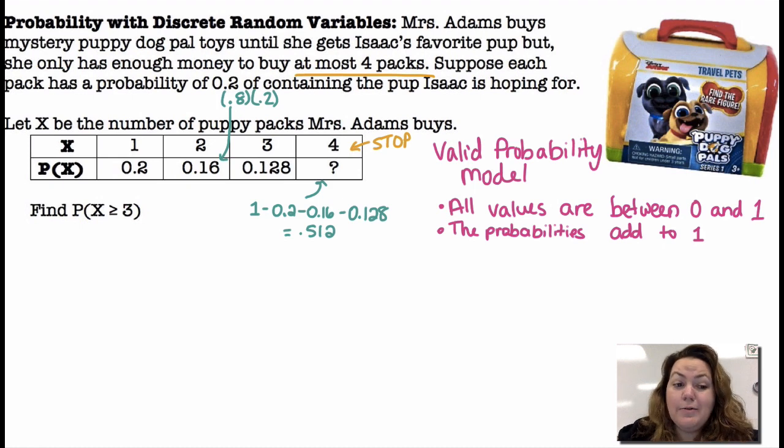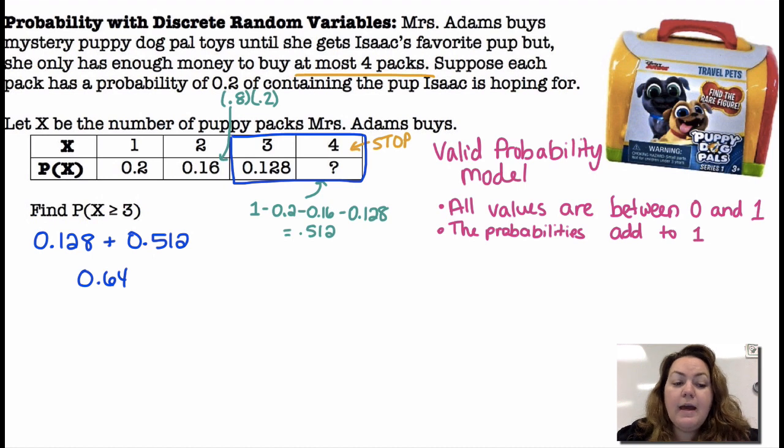Maybe I get it, maybe I don't. But that's the probability that I have to buy 4 packs. Whether or not I actually get the puppy, maybe, maybe not. All right, so the probability that x is greater than or equal to 3 would be the probability that it's 3 or the probability that it's 4. So I'm just going to add those together, and I get 0.64, which is 64% chance that I will buy 3 or 4 puppy packs.